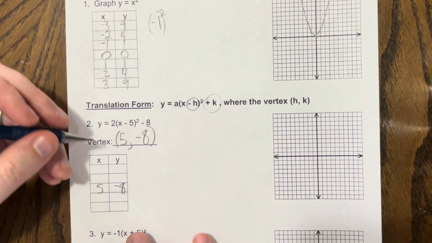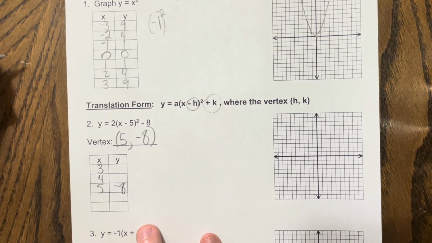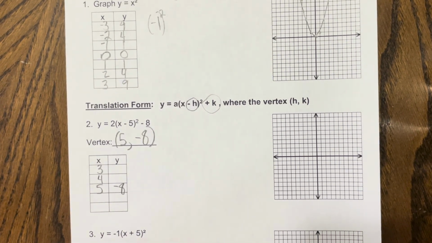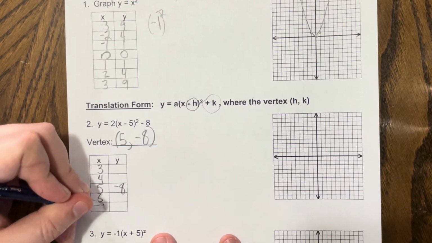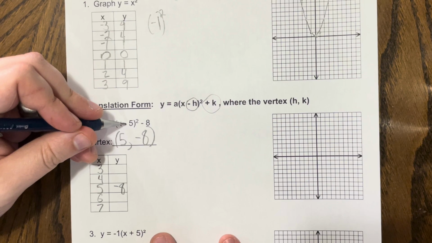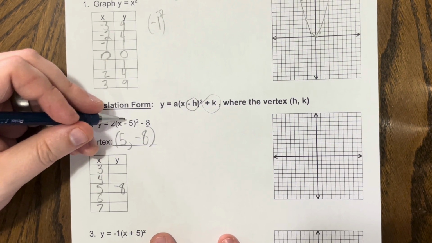And so then I'll put in a couple more numbers, so 4 and 3. And we'll get some information off of that. And we'll put a 6 and a 7 there. So if I put a 4 in for this, 4 minus 5 would be a negative 1, which gives me a positive 1.